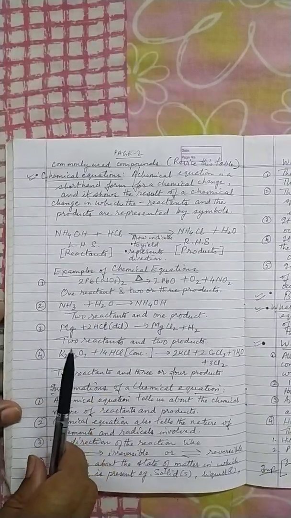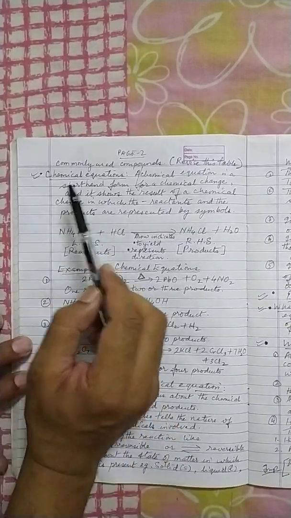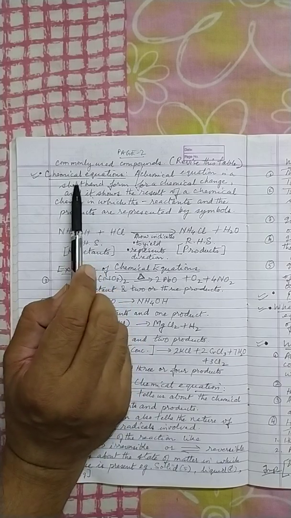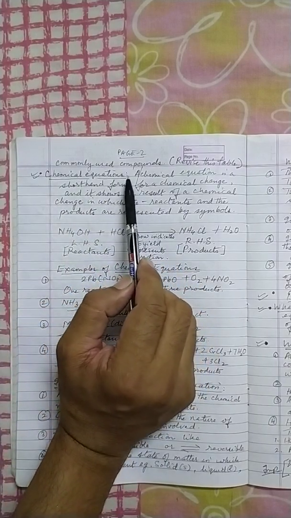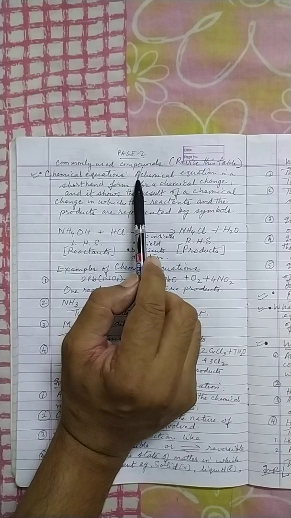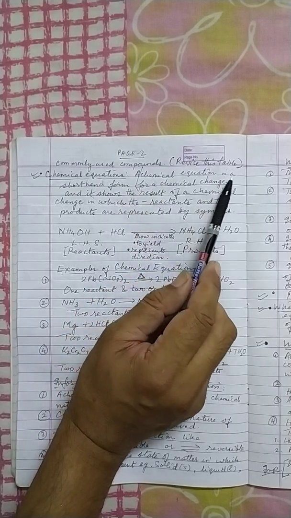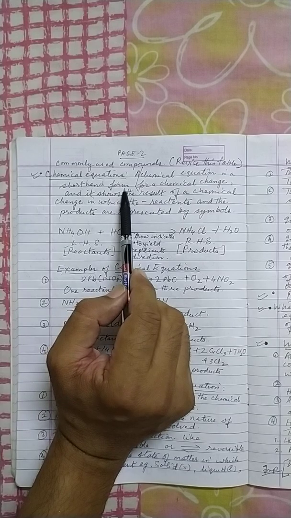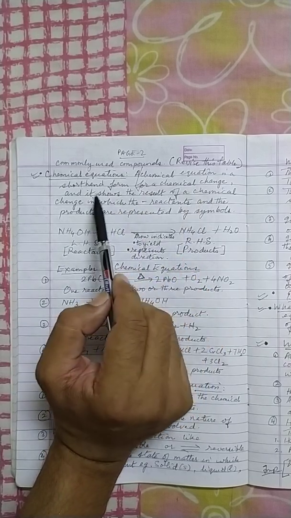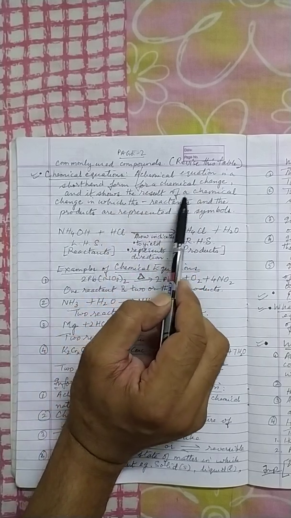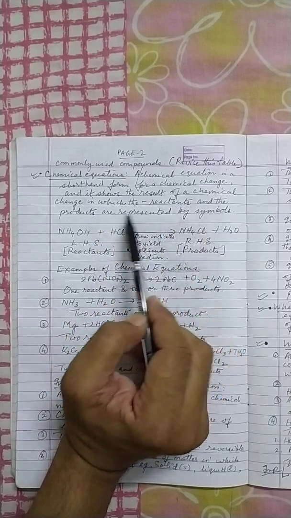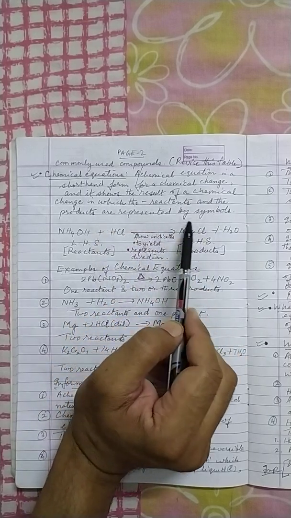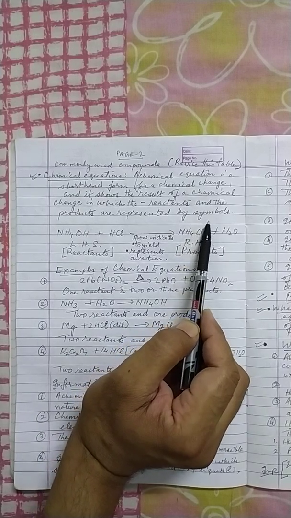Now as we use the word chemical reactions, let us see what a chemical reaction is. To define a chemical equation: a chemical equation is a shorthand form for a chemical change, and it shows the result of a chemical change in which the reactants and the products are represented by symbols.